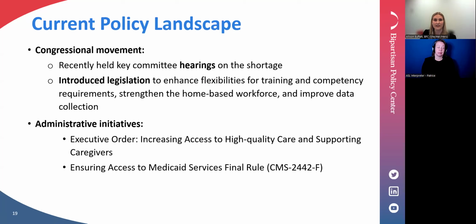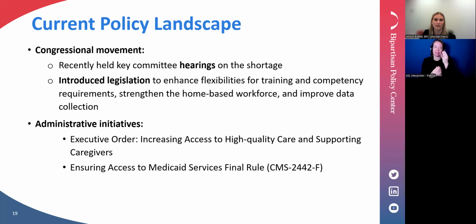Now let's take a look at the current policy landscape. The direct care workforce shortage is a bipartisan issue. Federal policymakers across the aisle have shown recent interest in addressing the challenges contributing to the shortage. For example, in Congress, key committees have held hearings on the impact of the shortage and opportunities to strengthen the workforce. These committees include the Senate Aging Committee, the Senate Health, Education, Labor, and Pension Committee, and the House Energy and Commerce Committee. Several senators and representatives have also introduced legislation to address these shortages, including bipartisan policies to enhance training requirements, grow the home-based workforce, and improve data collection.